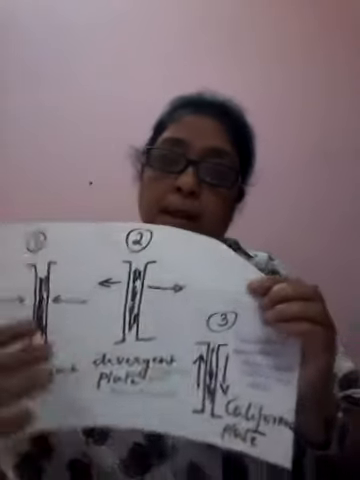This movement is called the Californic plate. That is called the Californic plate. So this transforming is also called transforming boundaries. You can write down transforming boundaries. It is known as transforming boundaries.